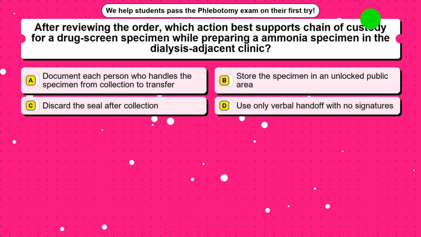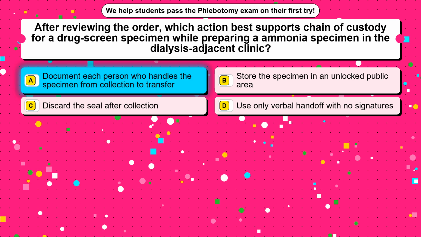Question 54. After reviewing the order, which action best supports chain of custody for a drug screen specimen while preparing an ammonia specimen in the dialysis adjacent clinic? Option A. Document each person who handles the specimen from collection to transfer. Option B. Store the specimen in an unlocked public area. Option C. Discard the seal after collection. Option D. Use only verbal handoff with no signatures.